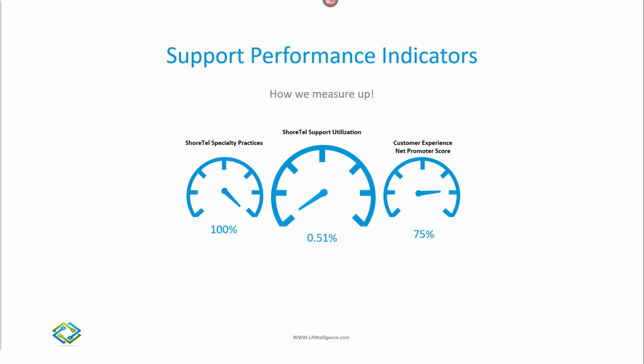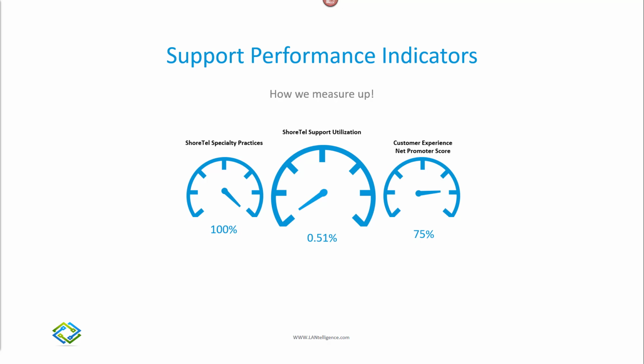Obviously, a partner who leverages ShoreTel for most of their tickets will have a high number. ShoreTel recommends or would like most of their partners to be under 2%. As you can see here, we are half of 1%, just over half of 1%. And as far as NPS goes, our combined NPS score is 75. That's not 75%, it's actually 75.